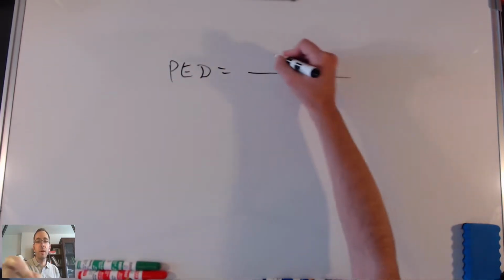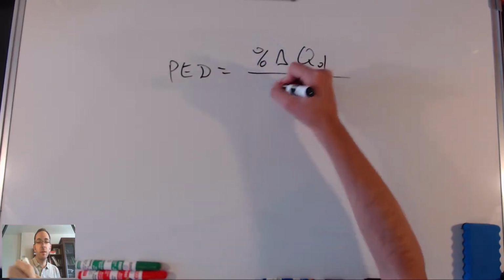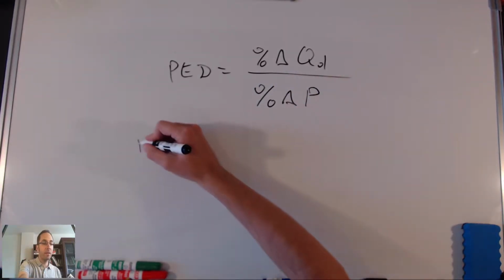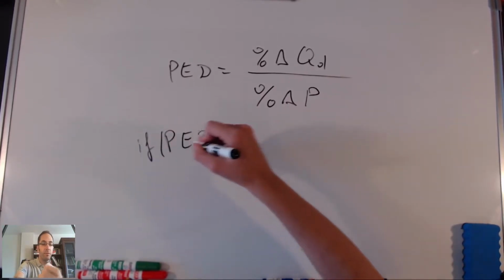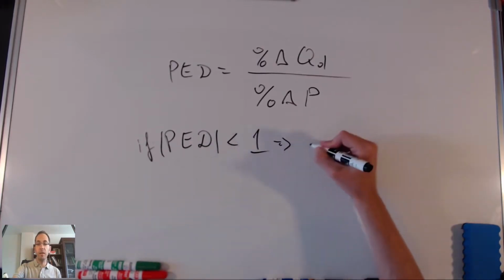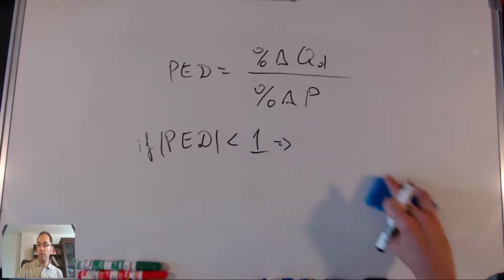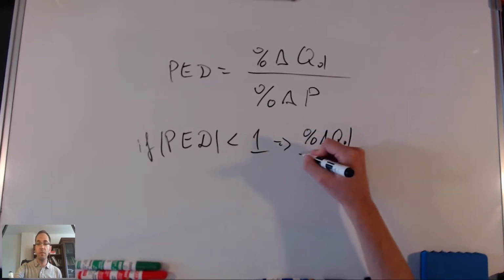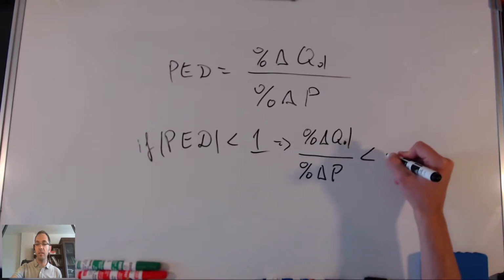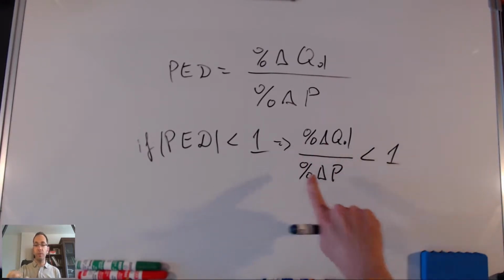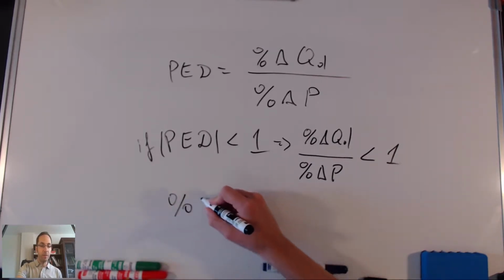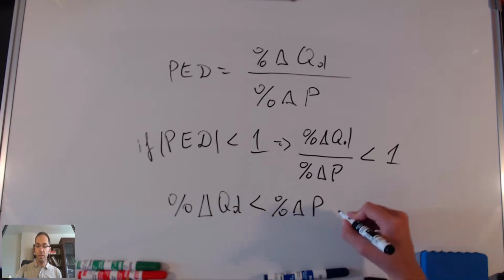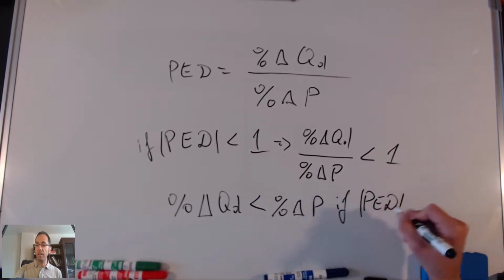If you remember, we define the price elasticity of demand as the percentage change of the quantity demanded divided by the percentage change in the price. Now, if the price elasticity of demand is inelastic, so if the value of this is less than one, this will mean that the percentage change of quantity demanded divided by the percentage change in the price is less than one. Now, we can conclude that the percentage change in quantity demanded will be less than the percentage change in the price if PED is inelastic.